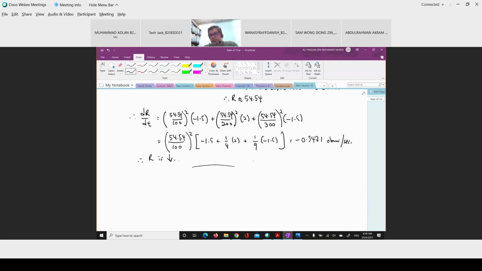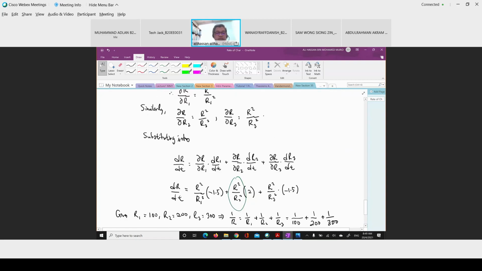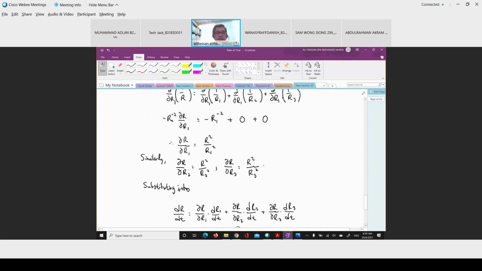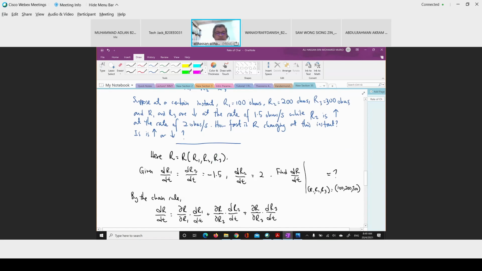So these are three examples related to rate of change. Rate of change is also covered in test 1 and test 2. Any questions? I think three examples are enough here, right?